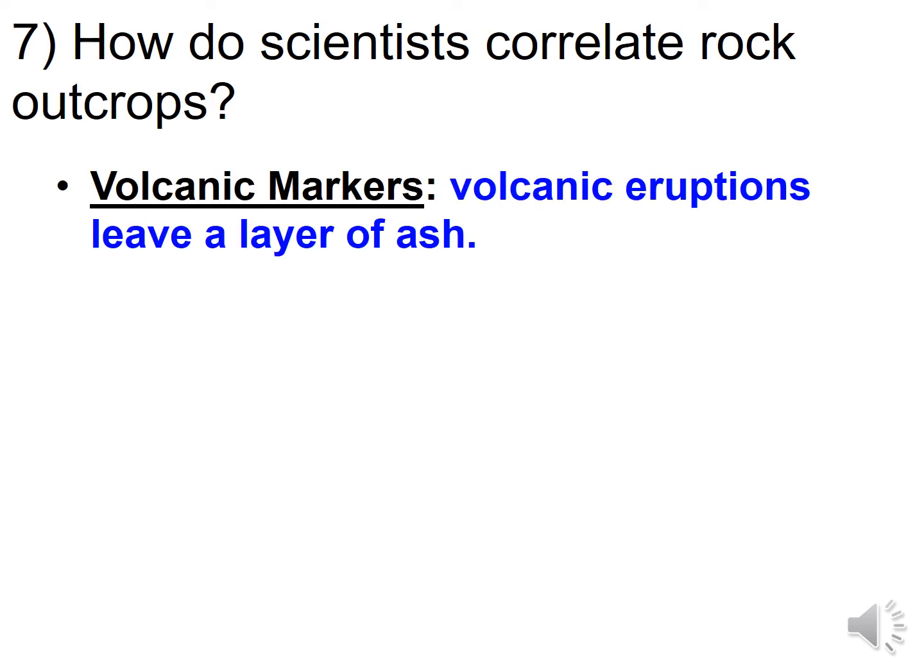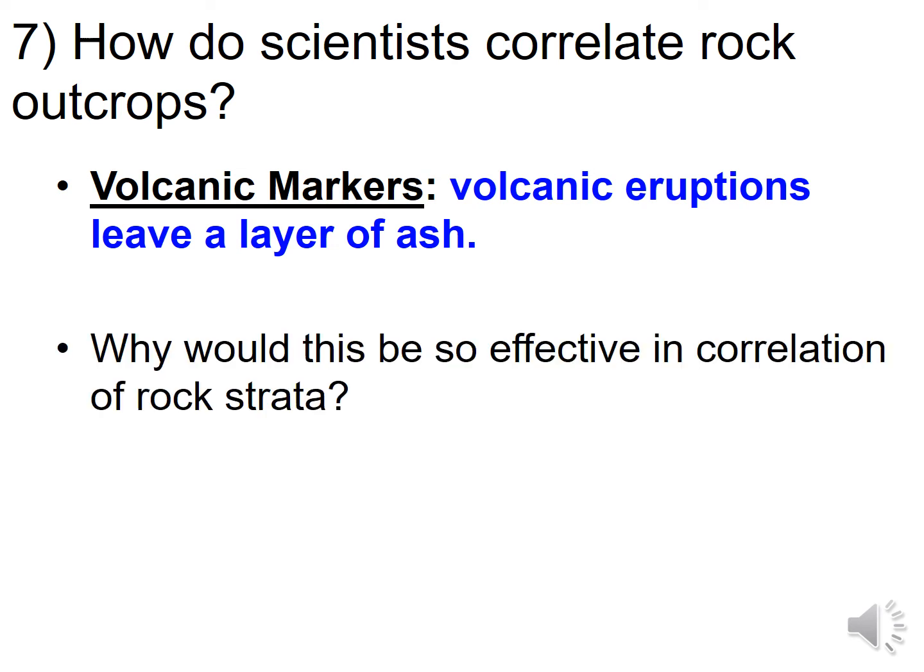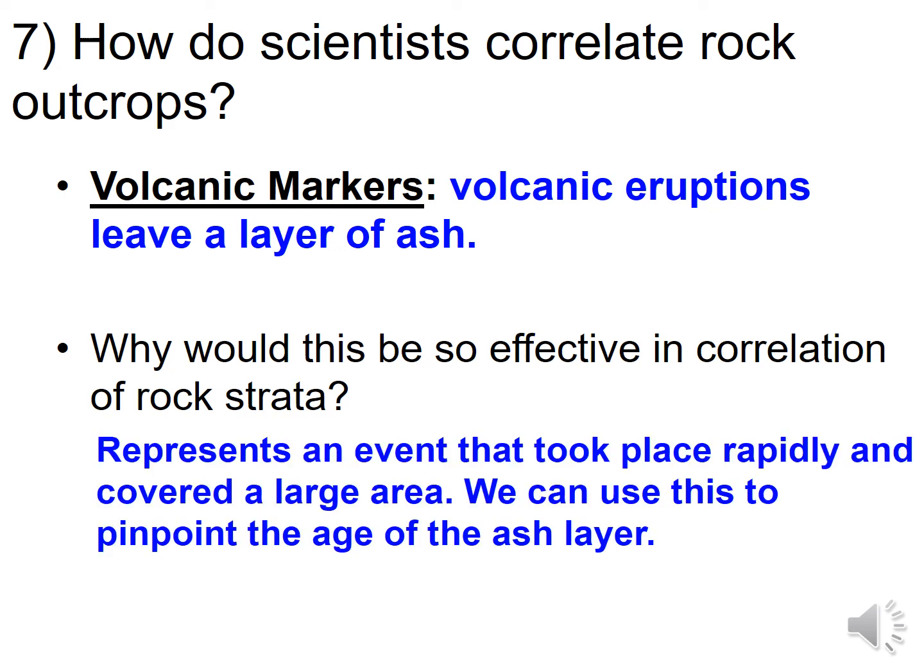Okay. So we can also use some other things such as volcano eruptions. Volcanoes, especially if they're big enough, right? Things like Krakatoa were massive. We can use that volcanic activity to also help correlate outcrops because they do leave a layer of ash.